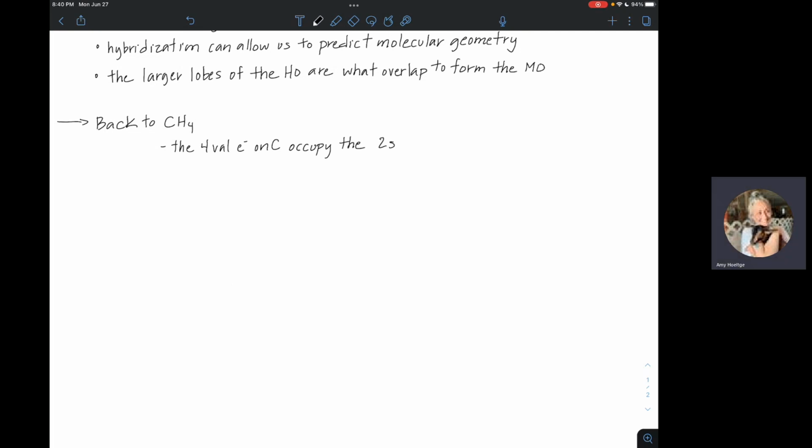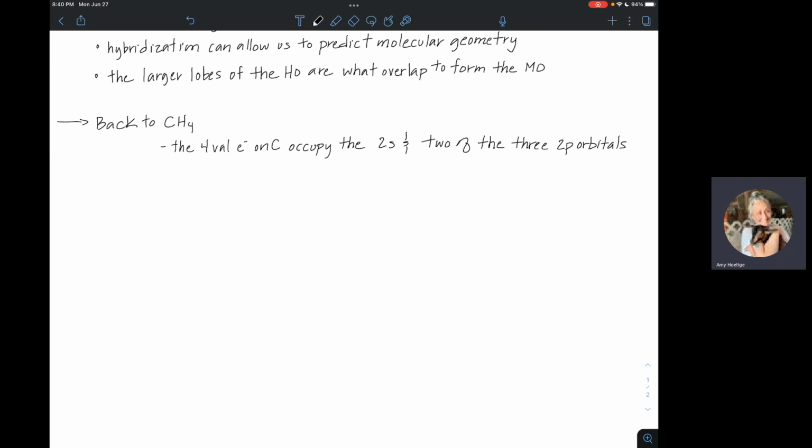the 2s and the 2p orbitals, right? There's 3 different orientations for these 2p orbitals, right? We've got 2px, 2py, 2pz. There's only 4 valence electrons on carbon. It's in group 4. 2 of them are going to be paired up in the 2s orbital, and then 2 of them are going to be hanging out in the 2p orbitals, right?